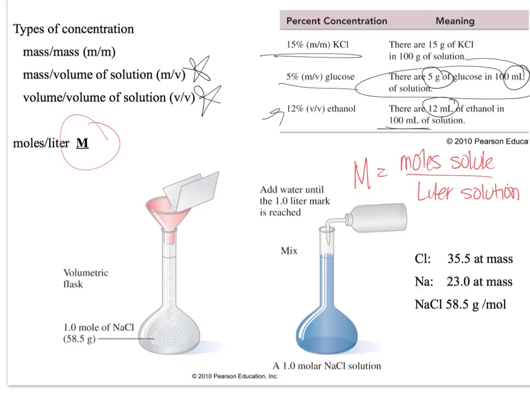So typically not as easy to come by as doing one of these three up here, because you've got to calculate moles. Do you remember how to do that? You need the molar mass of the substance and the mass of what you're using, and then the volume of solution in liters. So for instance, my picture down here. In this volumetric flask, 1 mole, or 58.5 grams of sodium chloride, was added, and then we added water up till the fill line there, which just happens in this particular volumetric flask to be 1 liter.